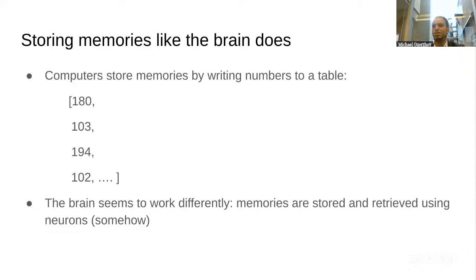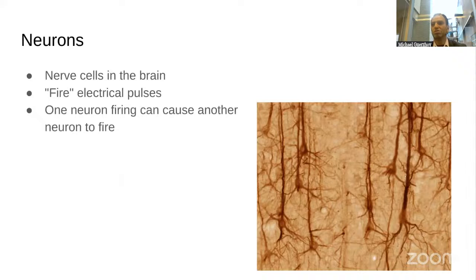But the brain works differently. Memories are somehow, we don't exactly know how, and Hopfield and Hinton tried to work on that, stored in terms of patterns of neurons firing. So what are neurons? Well, they're cells in the brain. They fire electrical pulses at different frequencies. One neuron firing, we know, can cause another neuron to fire as well. So it's basically nerve cells connected to each other, and one starts firing, then maybe another starts firing.